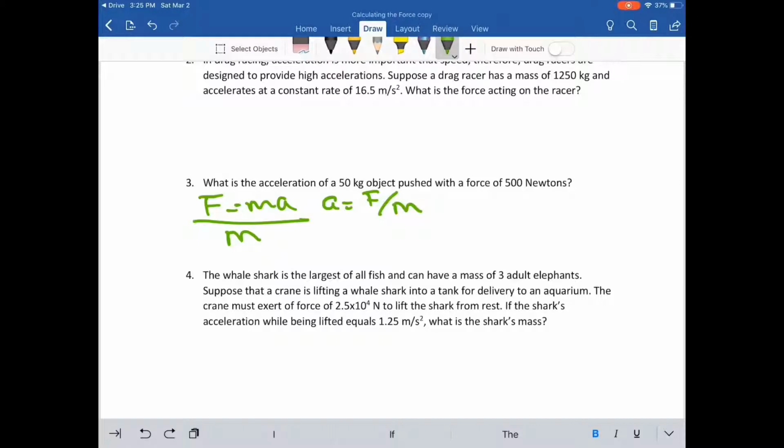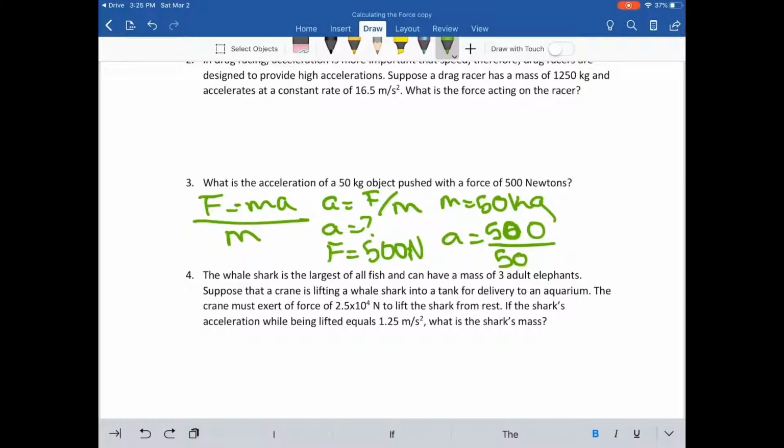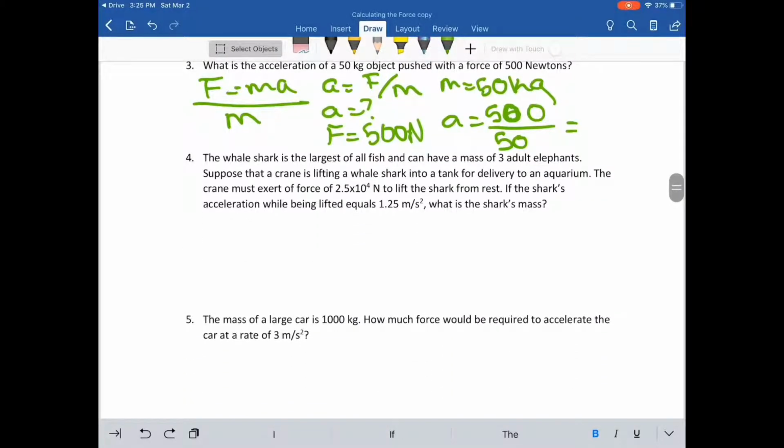Okay. So we don't know what our acceleration is. We know that our force is 500 newtons. And we know that our mass is 50 kilograms. If we put that into the equation, it's going to look like 500 divided by 50. And then plug that into your calculator and get your answer. All right, let's do the next one.